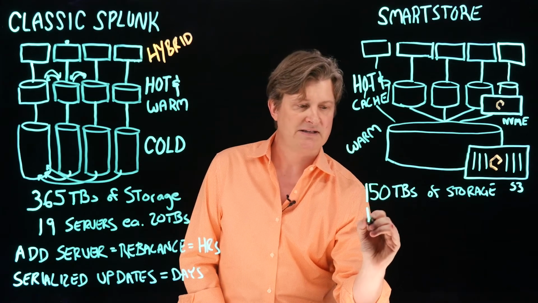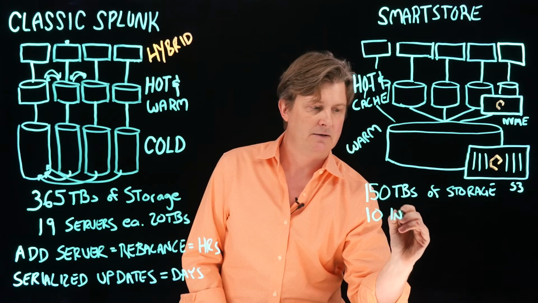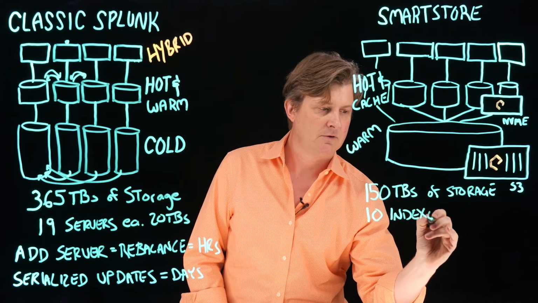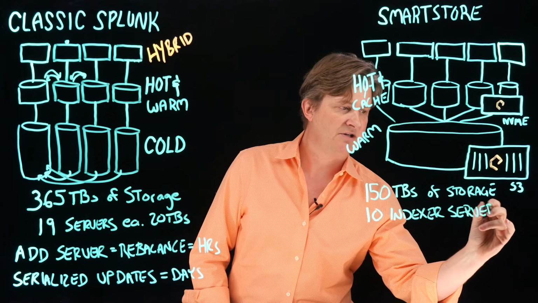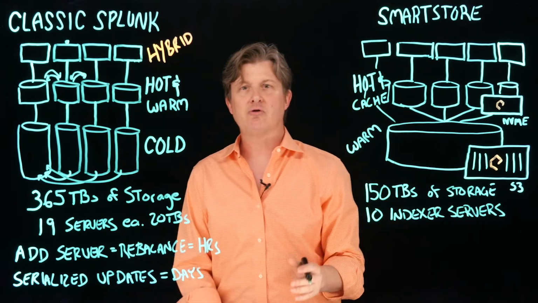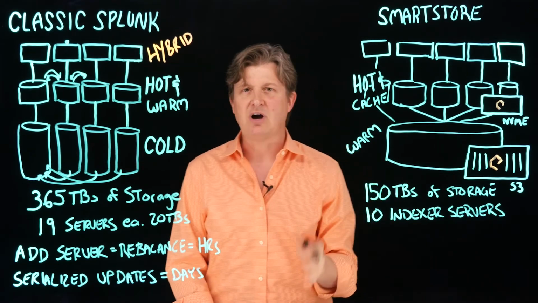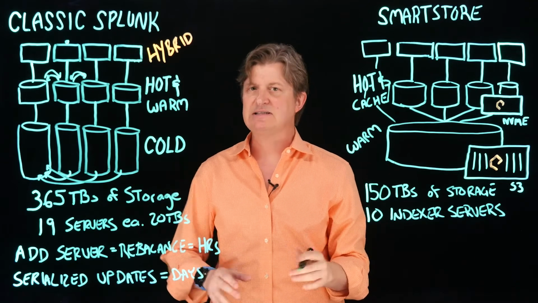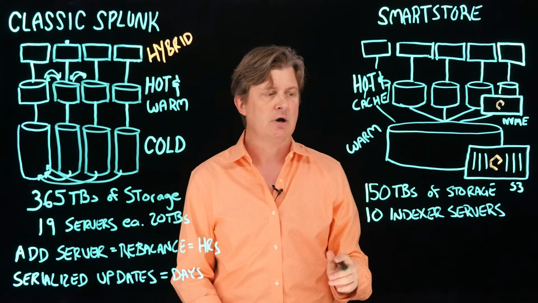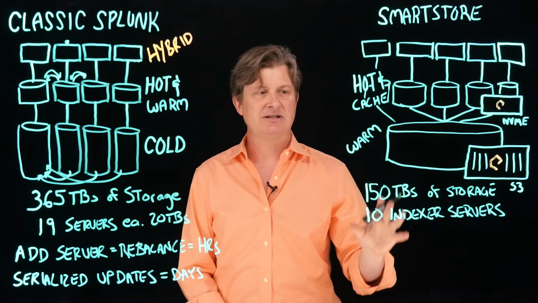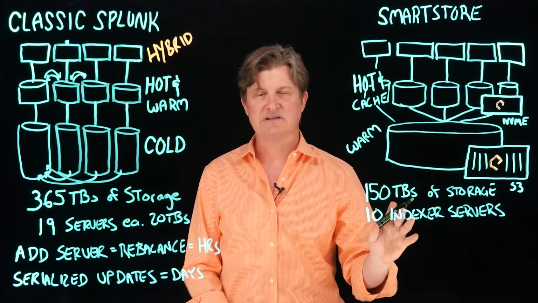So now we go from 19 servers down to 10 indexer servers, right? Significant reduction in capacity, servers, networking ports, software licenses, not Splunk licenses, but your operating system, your antivirus, your security patches, things of that nature, right? Significant TCO reduction just out of the architecture itself.